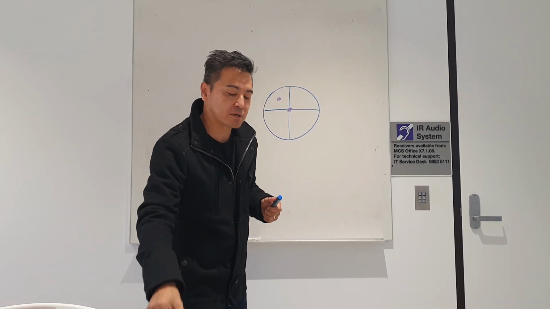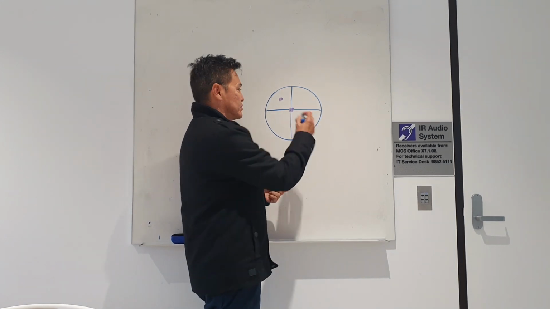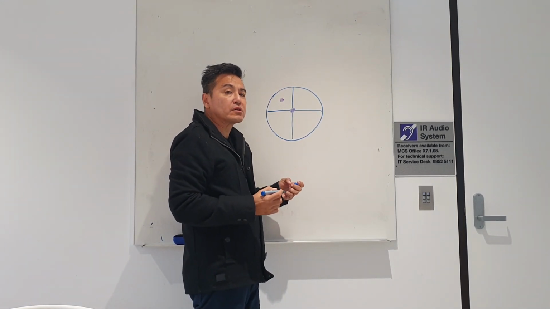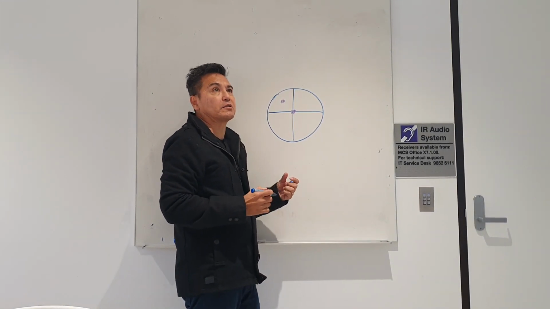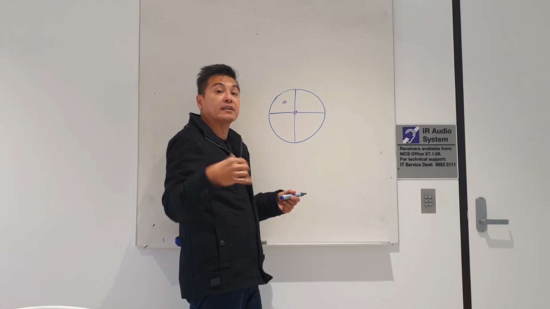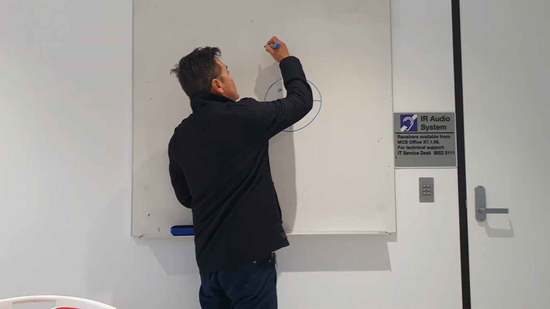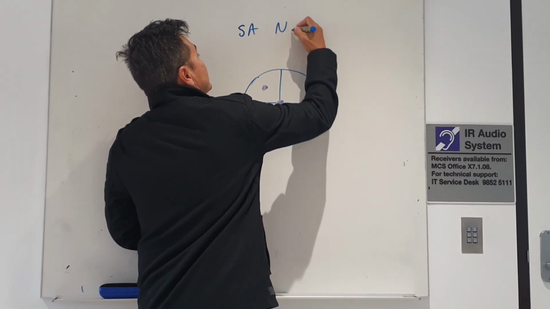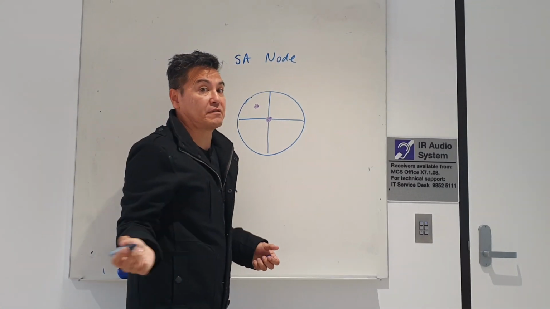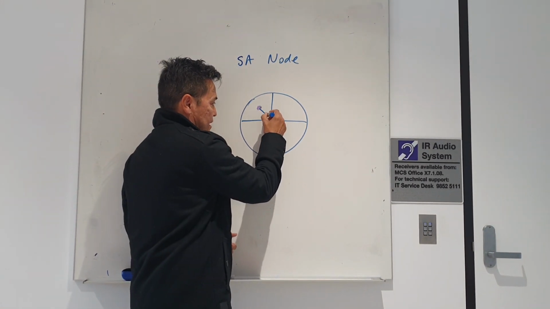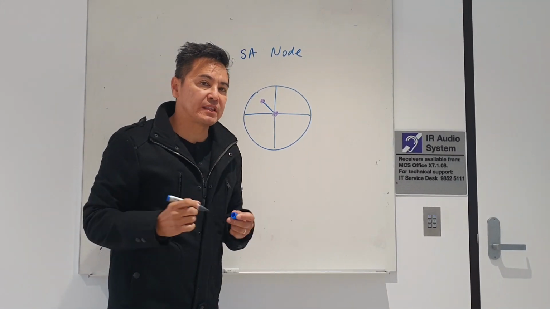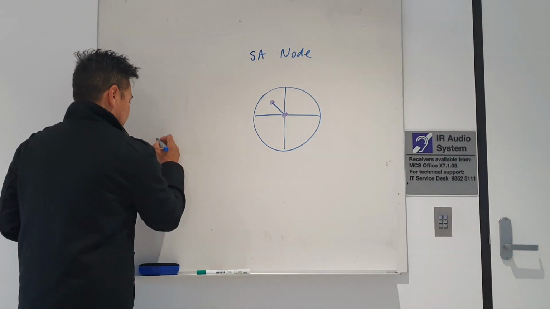So this is how it works. The sinoatrial node, which is here, the SA node. They call it a sinoatrial node because it's a sinus and it's situated in the atrium, but I'll just call it an SA node. So the SA node fires off electricity to here, and we can capture that electrical event, and it looks like this.